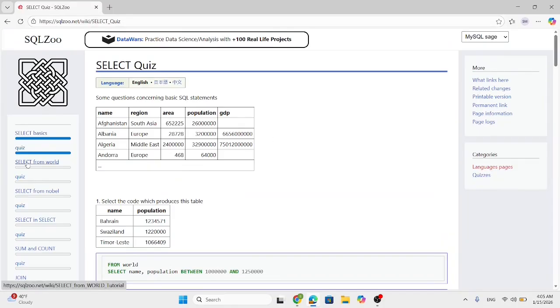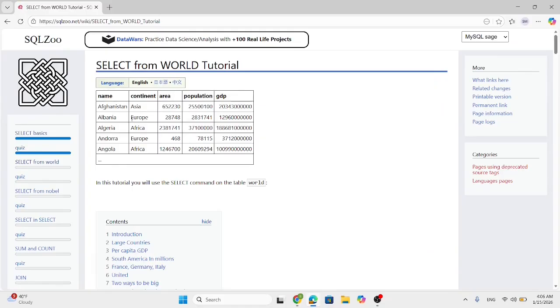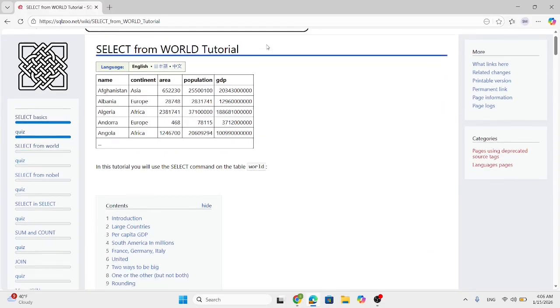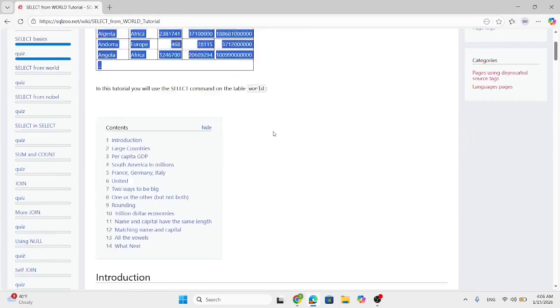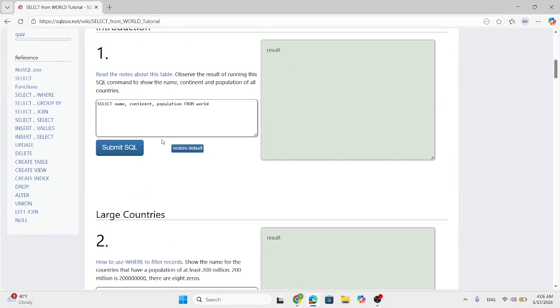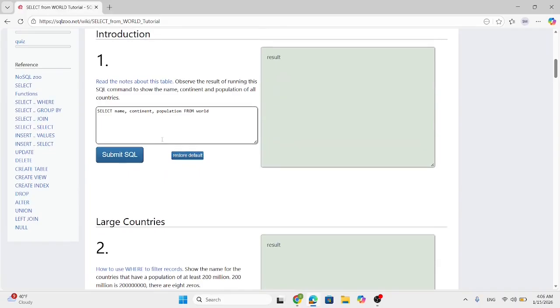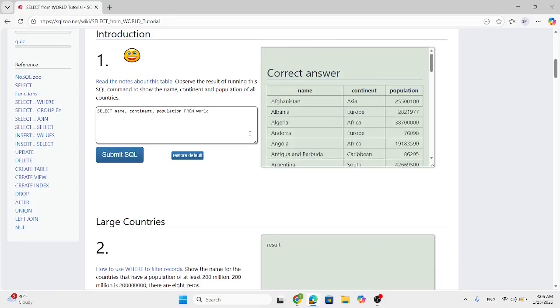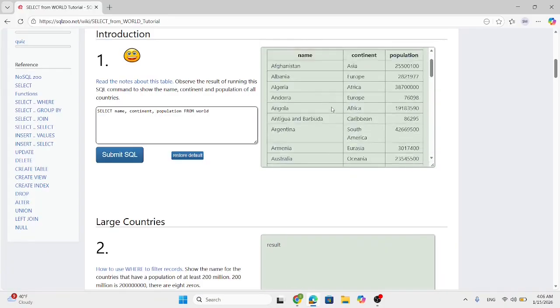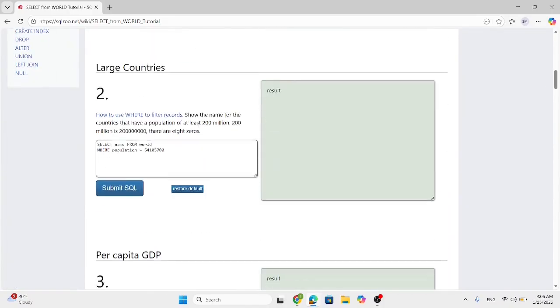We can continue with the select from world part. Again we have the table here, so nothing else. Right inside of this table, observe the result of running this SQL command. Show the name, continent, and population of all countries. Yeah, it shows the name, continent, population of all the countries. Okay, this one is good.